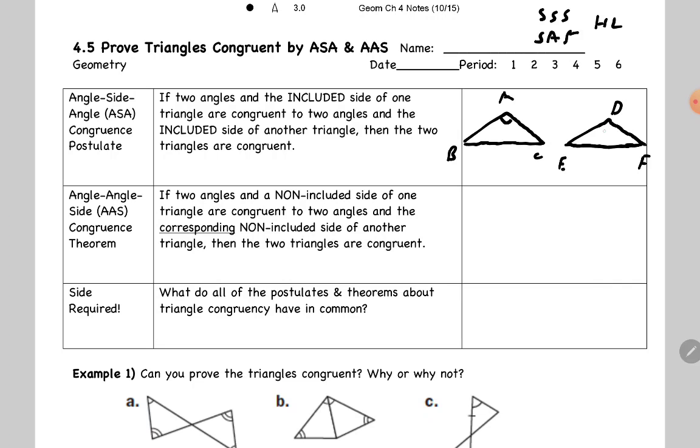So if this angle was congruent to this angle, and this angle here was congruent to that angle, and then the side in between the two angles were congruent, then these two triangles are congruent. So if two angles and the included side, or the side in between, are congruent to two angles and the included side of another triangle, then the two triangles are congruent. So triangle ABC is congruent to triangle DEF.